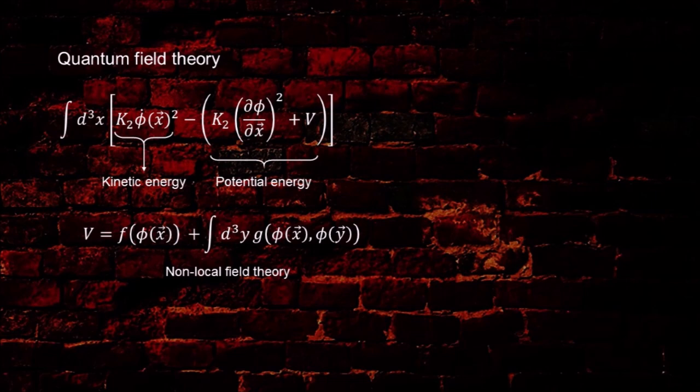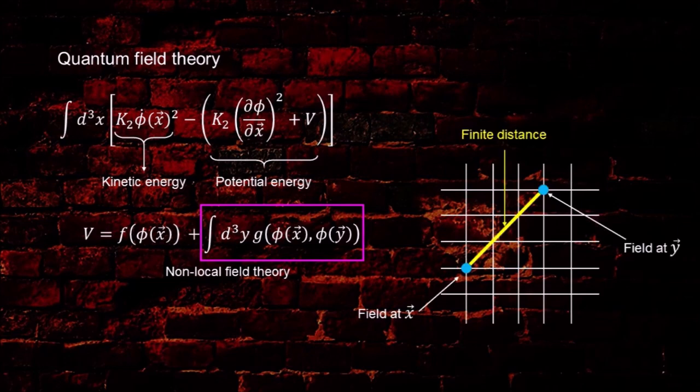There are two reasons not to add this type of term, though. One reason is that a non-local field theory is inherently non-relativistic. That's because what this term is telling us is that the field at x is affected by the field at point y instantaneously. This obviously violates causality.